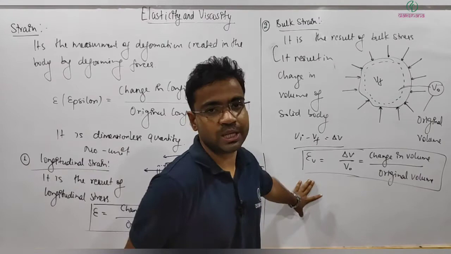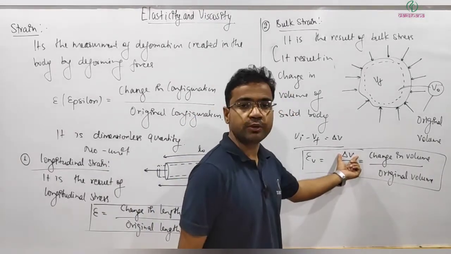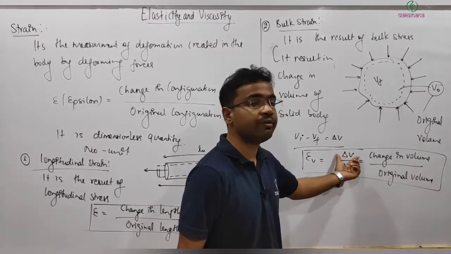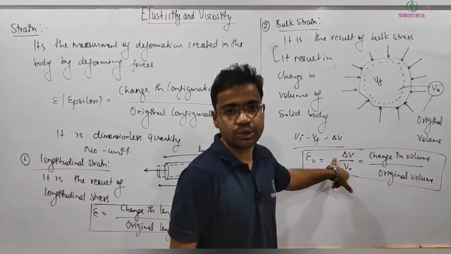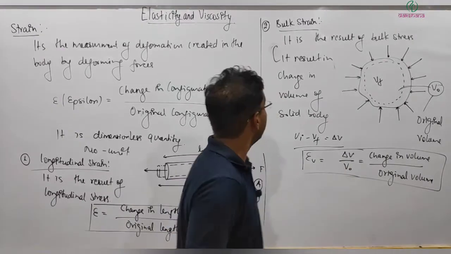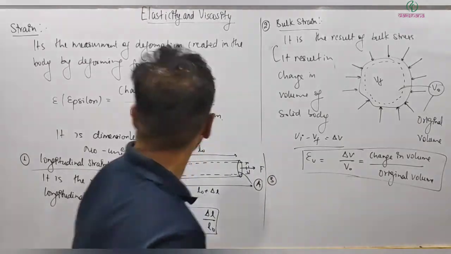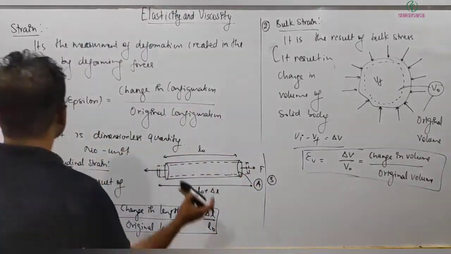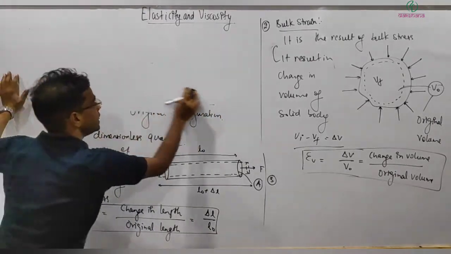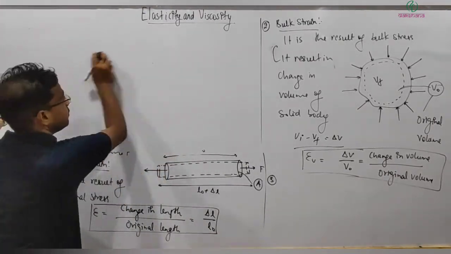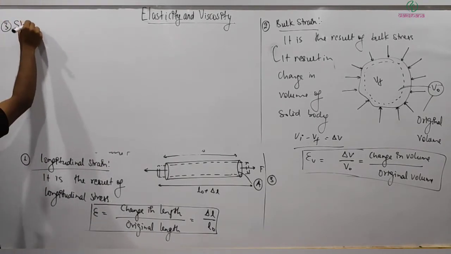Definitely you must be understanding here, it's a simple thing: change in volume is also a volume dimensionally, and this is also volume, so the units cancel, and it is a unitless and dimensionless quantity. And there comes the third one, that is called shear strain. Let me just erase this space for that. Shear strain is the result of shear stress. Shear stress also creates some deformation, and we call that shear strain.